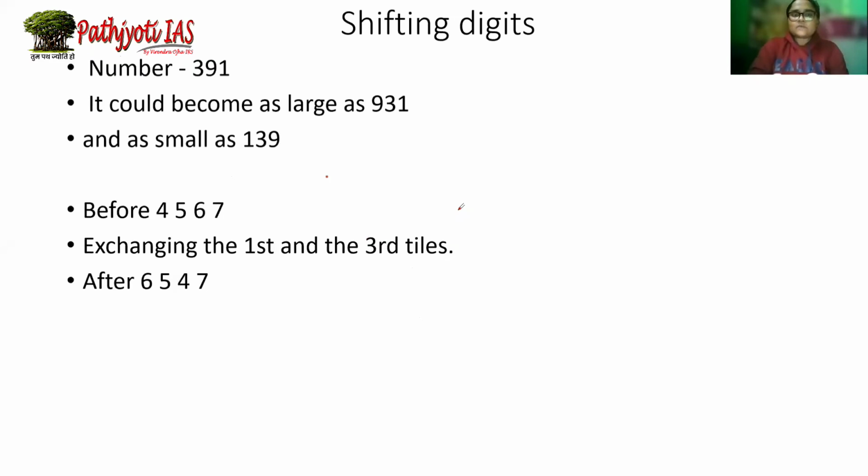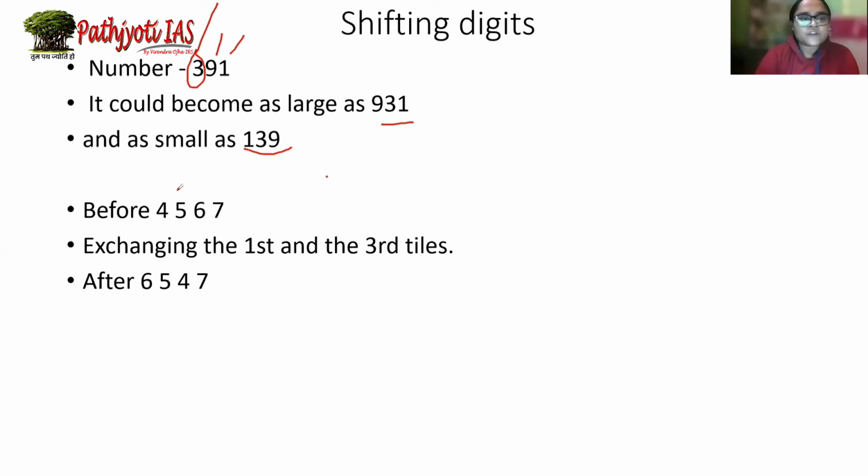So next comes shifting digit. Shifting digit is basically, as the term suggests, shifting digits. So 3 is a digit, 9 is a digit, and 1, it forms the entire number 391. If we have to make it as large as 931 or as small as 139, we just have to swap the places of these particular digits. So we can make it the smallest number and the largest. We can do that.